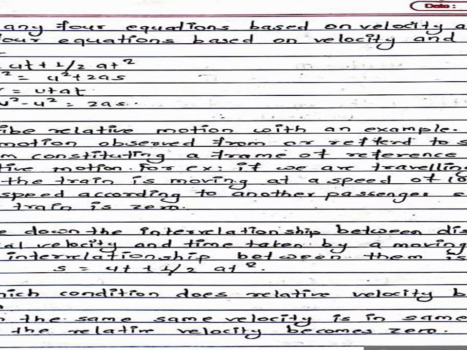For example, if we are traveling in a train moving at some speed, that is given here, and a speed according to another passenger. So the motion of one train with respect to another train, when we look at the other train, for some time we find that both trains are stationary. This kind of motion is called relative motion, motion of a body with respect to another body.